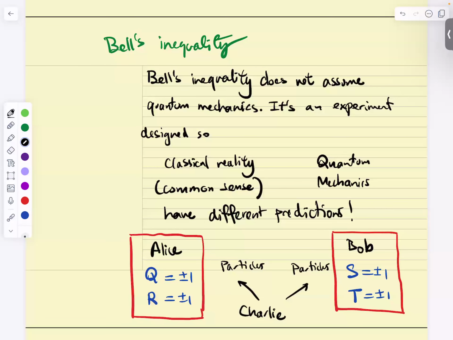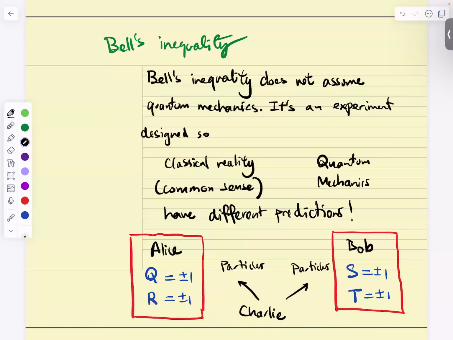Similarly, when Bob gets their particle, they can do 2 different types of experiments, S or T. The point is that the results of these experiments are binary, either +1 or -1. It's a vector, right? Is it up or down? So let's pause here, because the proof is a one-liner. Let's see if everybody's on board with the idea.